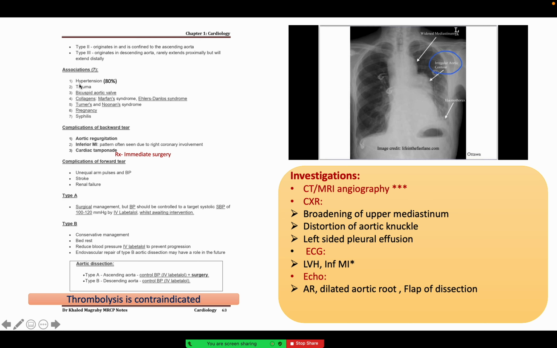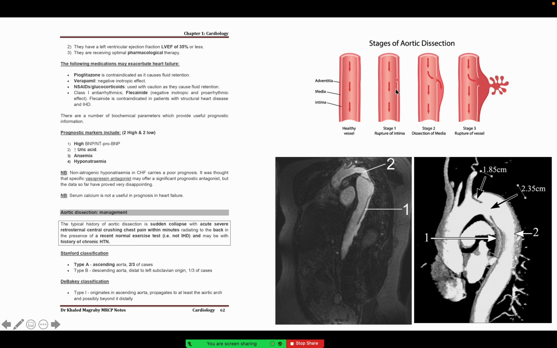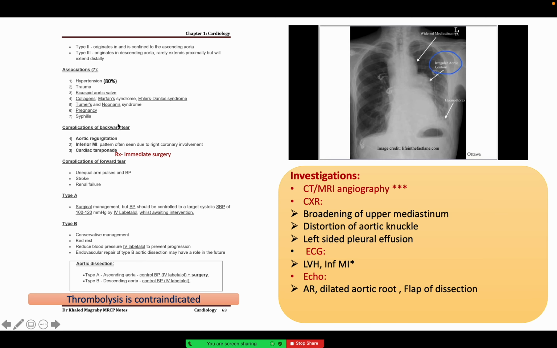If the patient has hypertension or trauma, like if you do any catheterization or any other trauma, that may cause a breach of the tunica intima, and it may cause aortic dissection. Also, if the patient has some congenital disease like bicuspid aortic valve or any collagen disease like Marfan syndrome or Ehlers-Danlos syndrome, then the stability of the tunica intima will be very weak, and the formation of aortic dissection will be much easier for this patient.